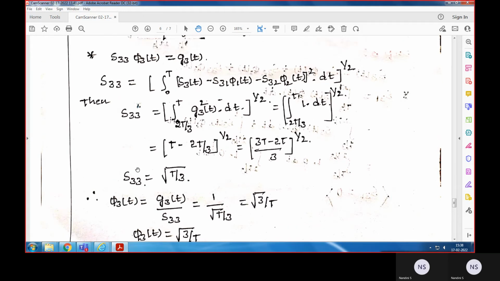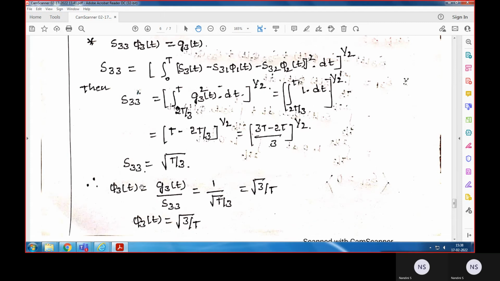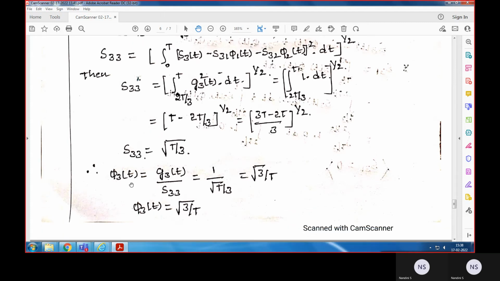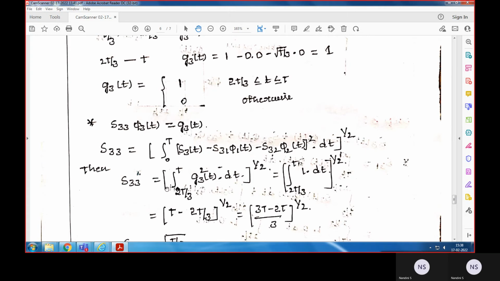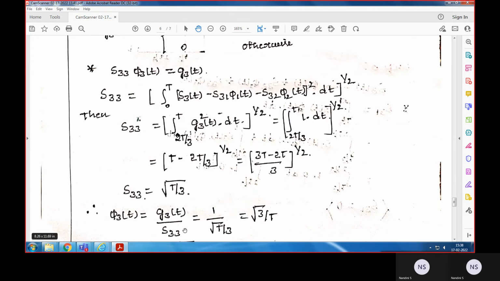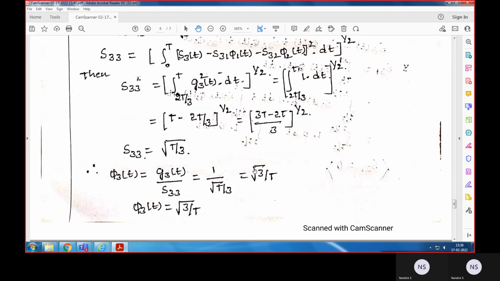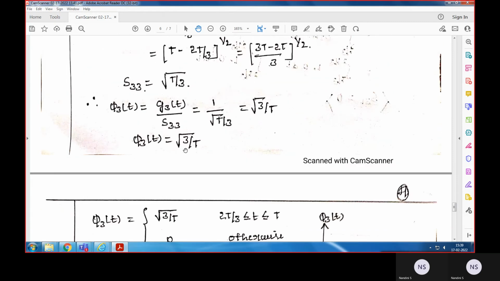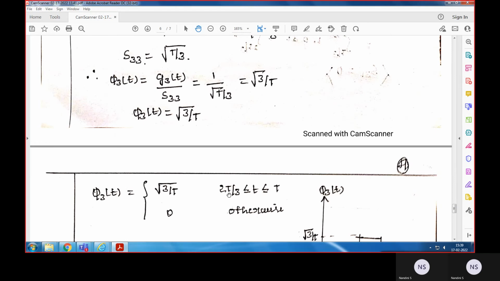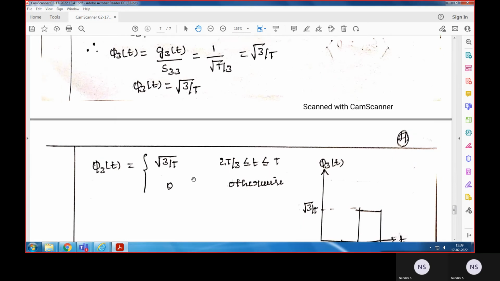So we have calculated the coefficients S31, S32, and then S33. The formula to calculate phi 3 of t, from the assumption we have taken, S33 phi 3 of t equals G3 of t, so phi 3 of t equals G3 of t by S33. G3 of t equals 1 for the duration 2t by 3 to t, and S33 is equal to root of t by 3. So phi 3 of t equals root of 3 by t for the duration 2t by 3 to t.